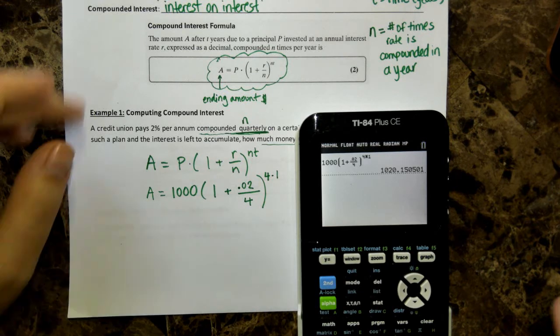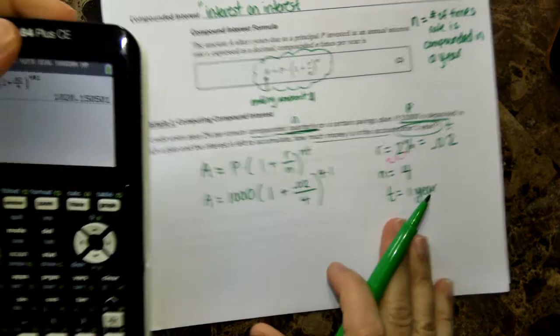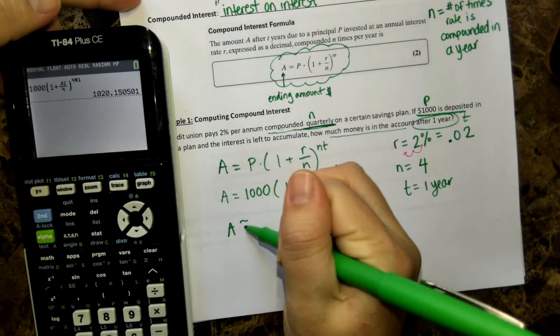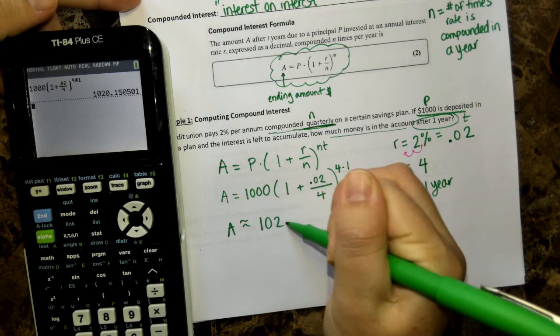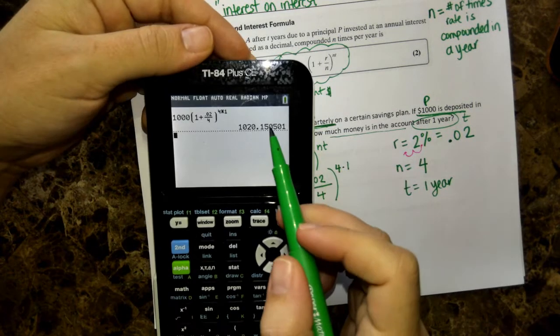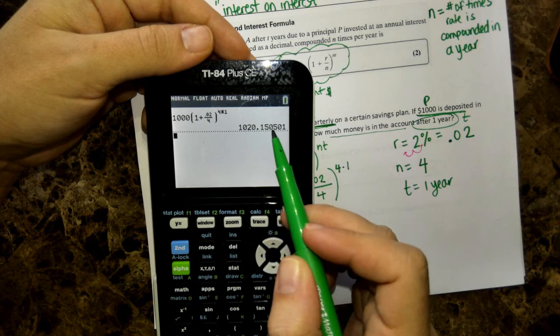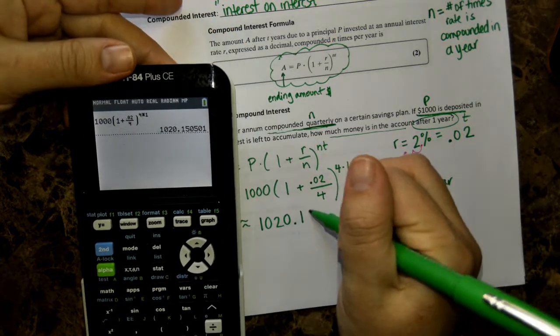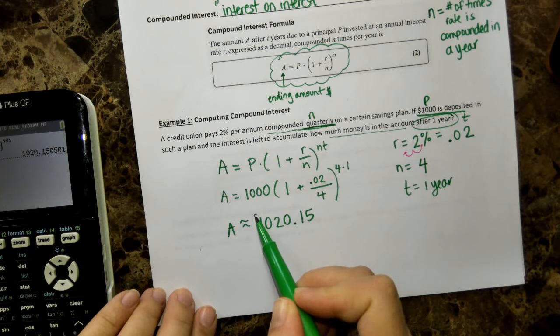Enter. And I got 1,020, and I'm rounding, so I'm going to go ahead and put 1,020 and about 15 cents, because the third decimal is 0, so it doesn't round up. And there's our answer. Now, what does this mean?